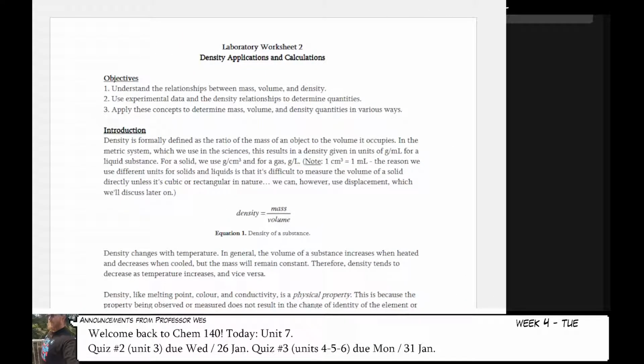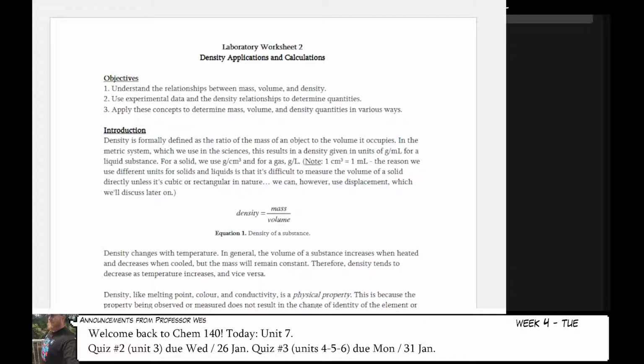All right. So, agenda items for today at the bottom of the screen here. Quiz number 2 is due tomorrow. That was on Unit 3, which feels so long ago now that we're in Unit 7, but the units go really quickly for a little bit. That is due Wednesday, tomorrow. It will close on Thursday, so make sure you do it by then. Quiz number 3, which is Units 4, 5, and 6, is due Monday the 31st. It will close on February 1st.